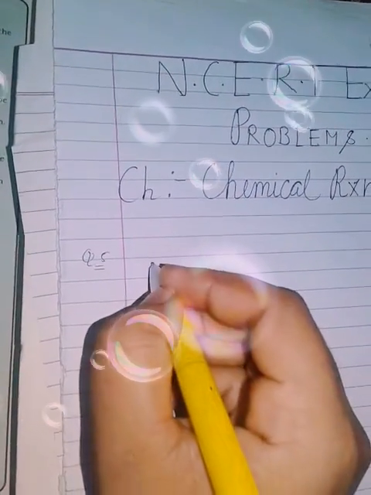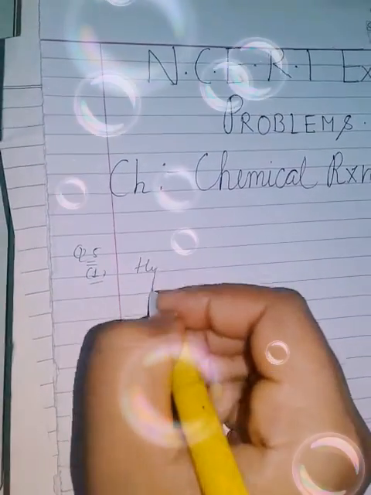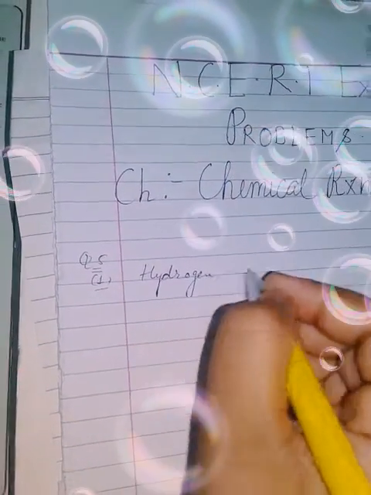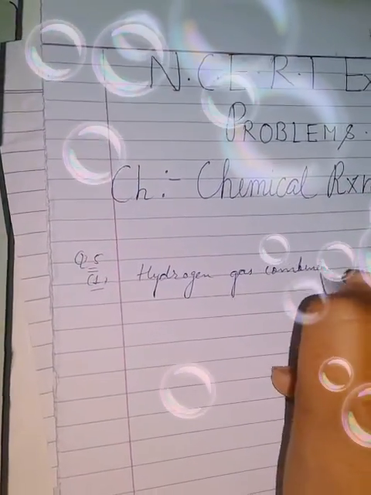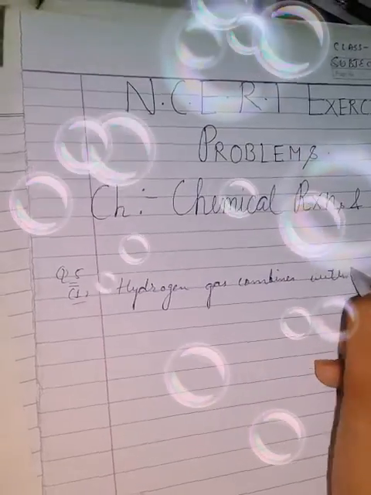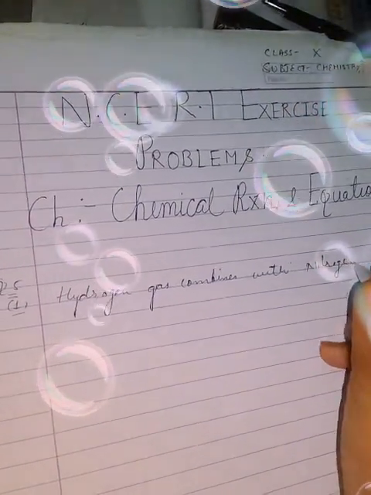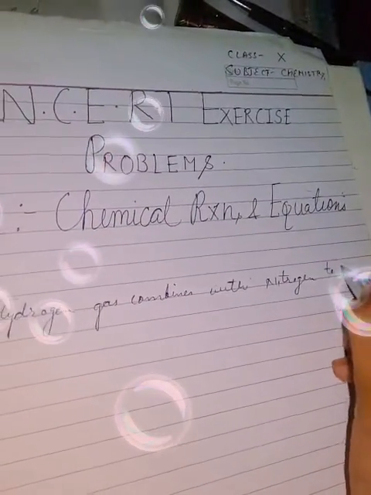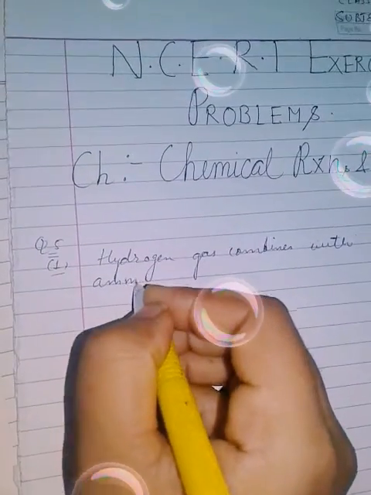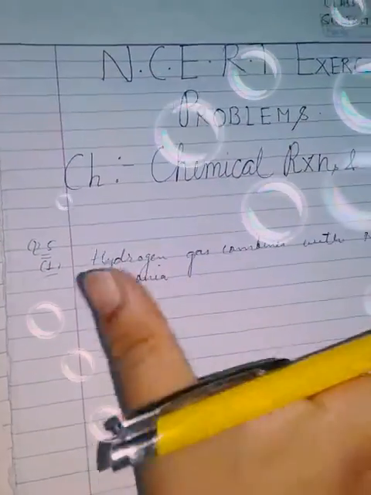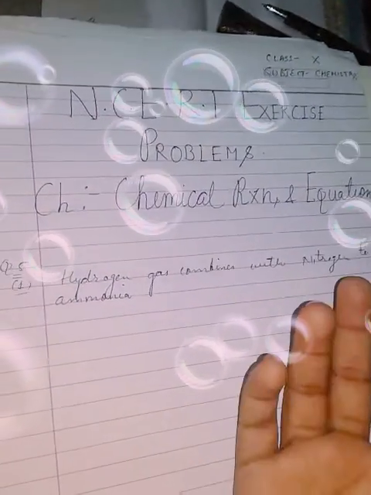Okay, so the very first statement of question number fifth was that hydrogen gas combines with nitrogen to form ammonia. So what we have to do here is translate this word problem into symbolic form, and then we have to balance it.